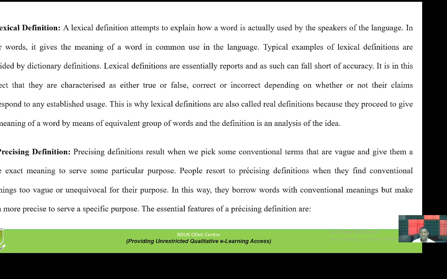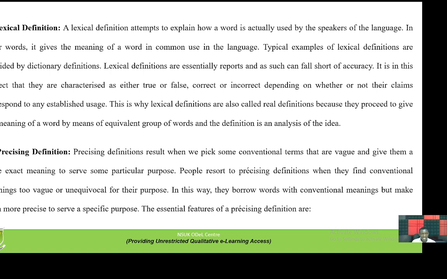So people resort to precising definitions when they find conventional meanings too vague. When something is vague, it means it's not clear. You understand? It is not exact. Sometimes it can put those who are using it to confusion, because it is open to different interpretation.